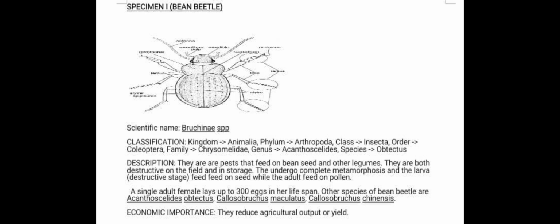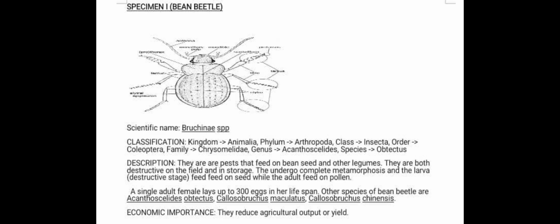For the description, they are pests or plant pests rather, just like the maize weevil. So they feed typically on bean and other legumes. So again, you could be asked, what other crops can they feed on? Remember, we have so many legumes like soya bean, cowpea, and the rest. So you can write them as the other plants they can feed on. So they are both destructive on the field and then in storage. So they destroy both standing crops and also stored crops.